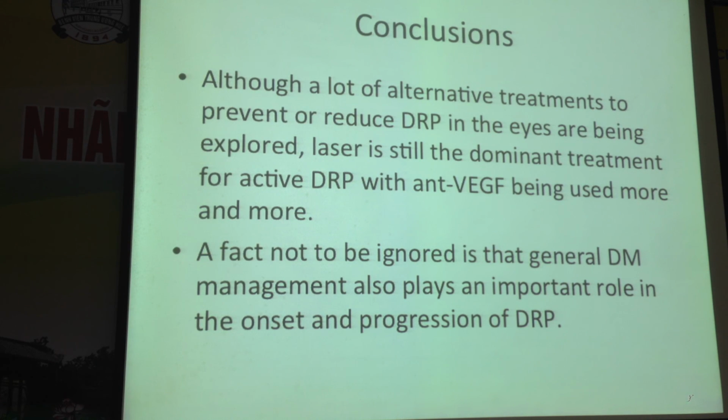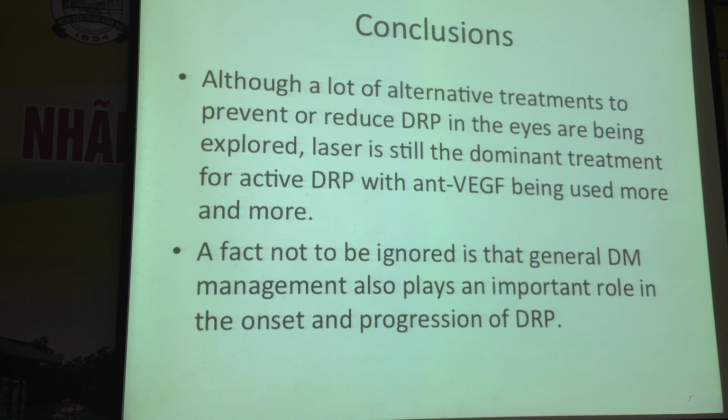In conclusion, there are a lot of alternative therapies to prevent or reduce diabetic retinopathy. Nonetheless, laser and anti-VEGF are still the number 1 and 2, not necessarily in that order, being used nowadays. I think a modern treatment is not either/or, it is and. Both play an important role and can be combined at will.